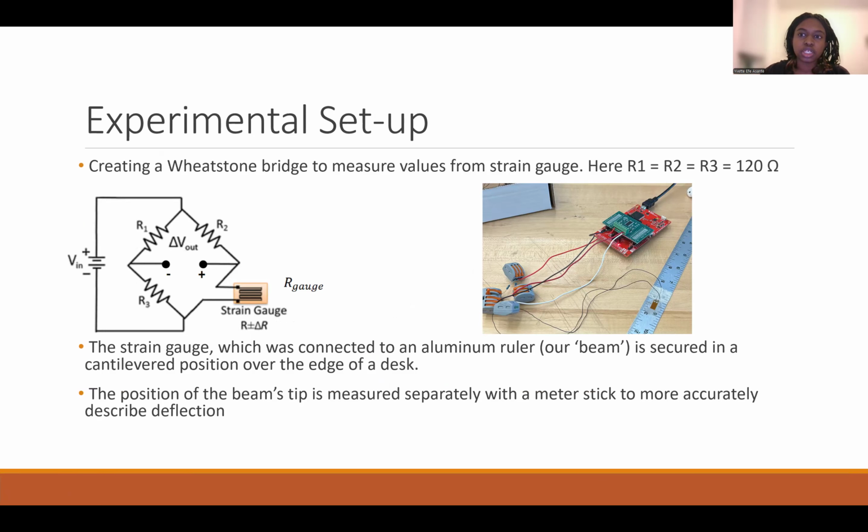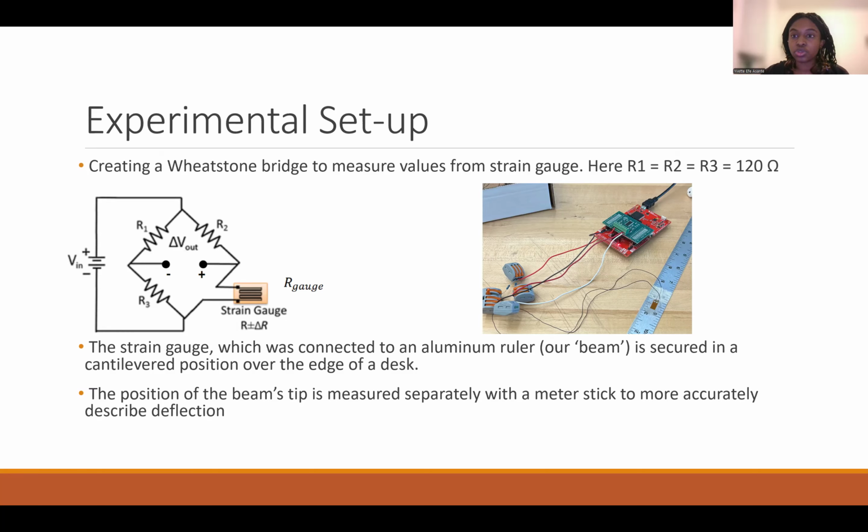The experimental setup was as shown. First, we created a Wheatstone bridge to measure values from the strain gauge. The strain gauge was connected to an aluminum ruler, which would give us an idea of how it was straining as we displaced the tip of the ruler. This ruler was then secured to the edge of the table with a clamp.